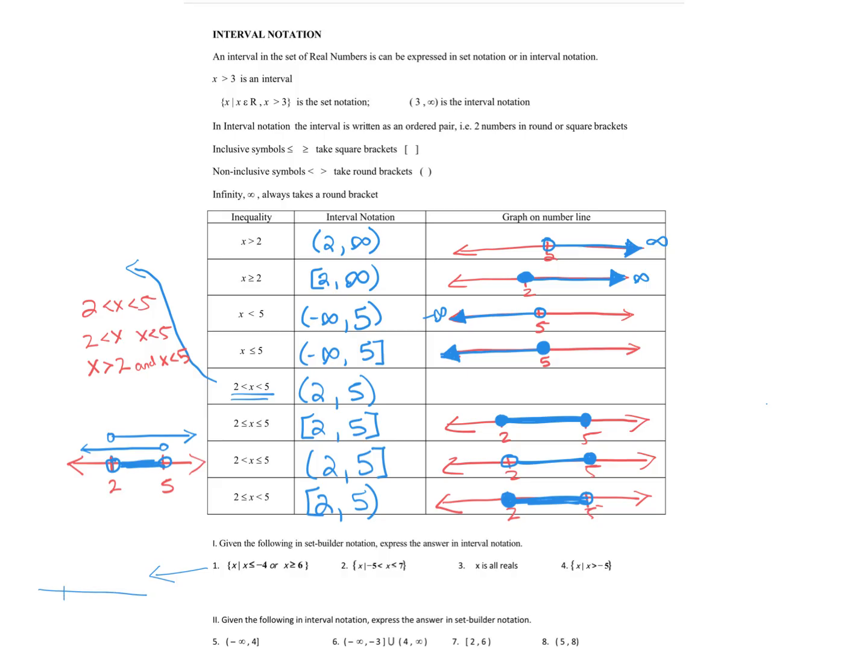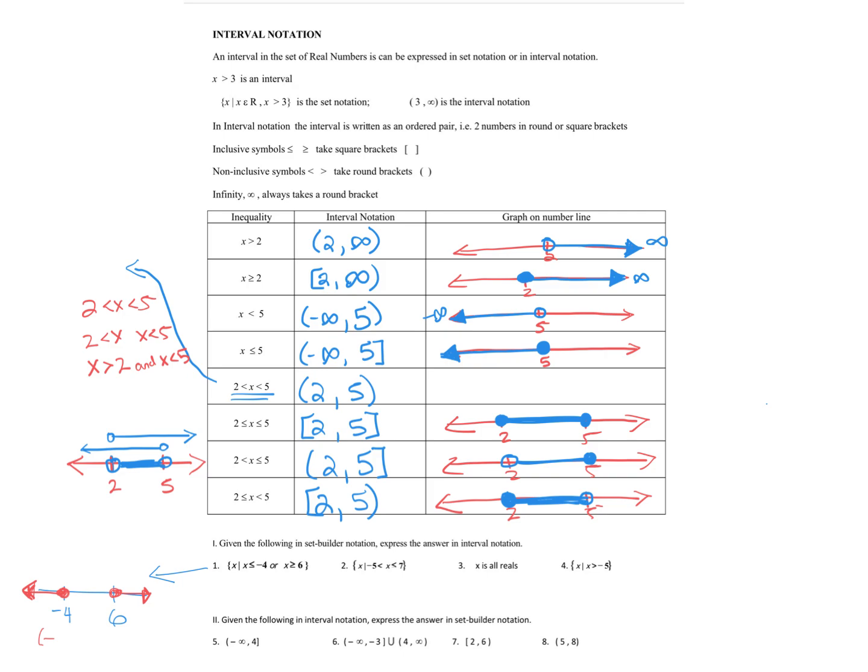And so we're going from, so it says x is less than or equal to -4, or x is greater than or equal to 6. So we have a closed circle at -4, and we're shading to the right. A closed circle at 6, and we're shading to the left.